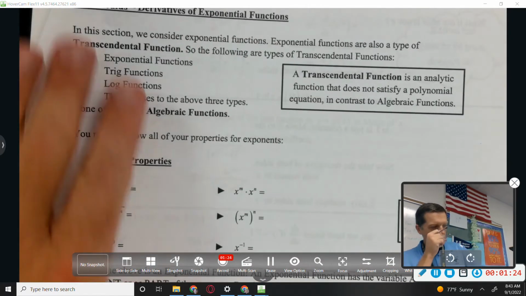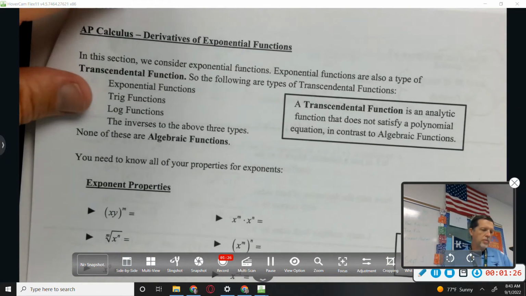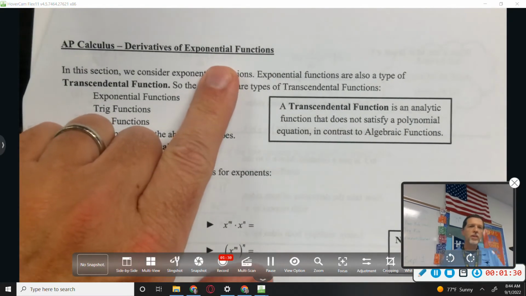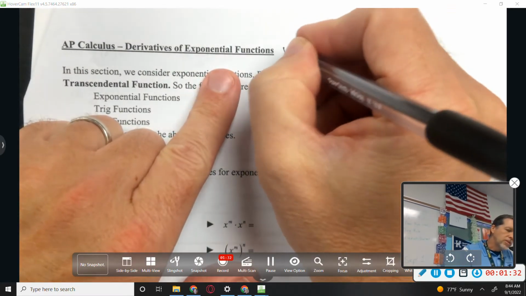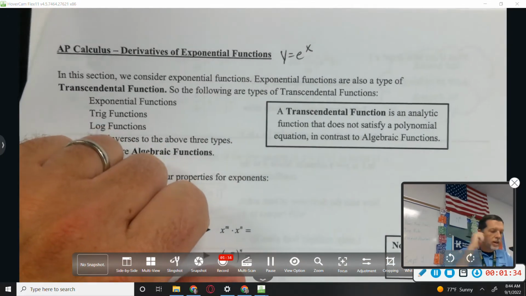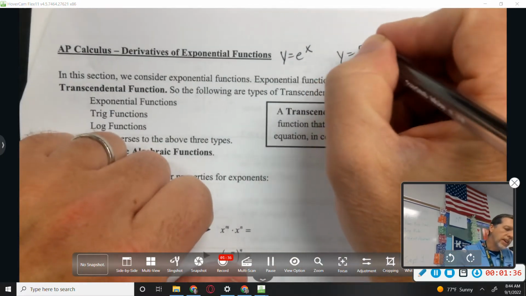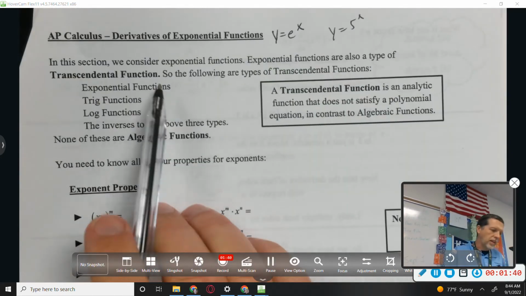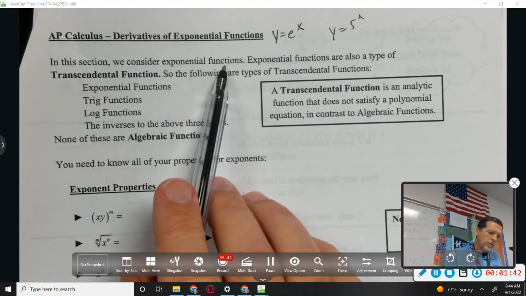So let's look at the notes page. This is the third notes page, the one on exponential functions. Exponential functions is y equals e to the x, or y equals 5 to the x, or 3 to the x, or 2 to the x. But let's back up a second. We're going to consider exponential functions.